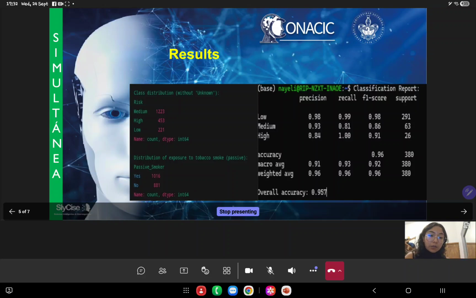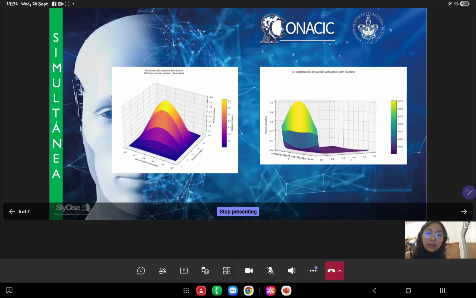After that we have graphics like this. In this graphic, we simulated the pressure distribution and the platelet activation with nicotine. In this slide, we can see that for smokers, blood viscosity was significantly higher, leading to slower flow inside the vessels. We also observed a steeper pressure gradient, which indicated higher vascular resistance and increased risk of micro-occlusions. This model is able to identify the specific regions where clots are more likely to form: areas of high viscosity and low pressure.